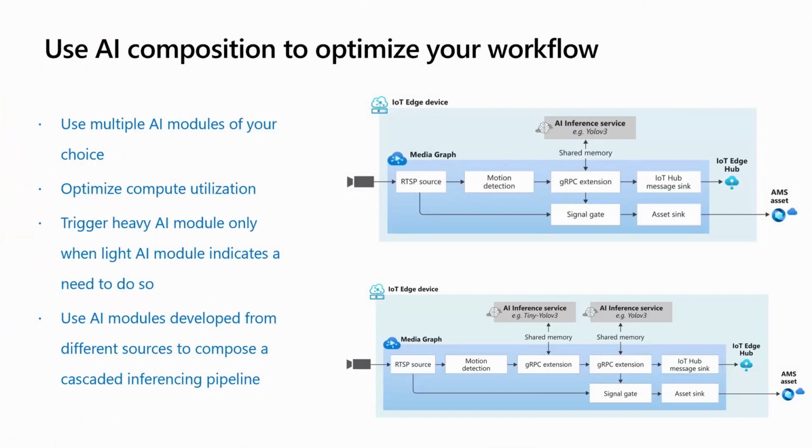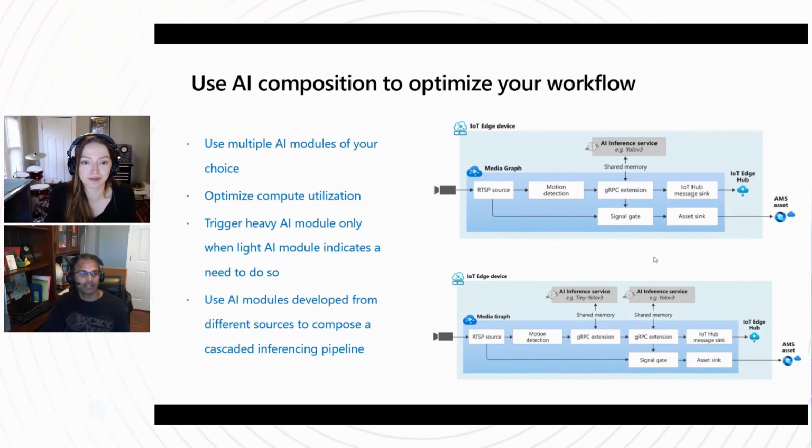Yeah, great question. And yes, we do have those capabilities in the product. And what you're seeing here is two diagrams. The first one is using a single AI module, and the second one is using two of those in sequence. So the benefit is that these could be coming from two different sources and you're just trying to compose them together. Absolutely, you can do that. But it can also help you optimize the utilization of hardware resources.